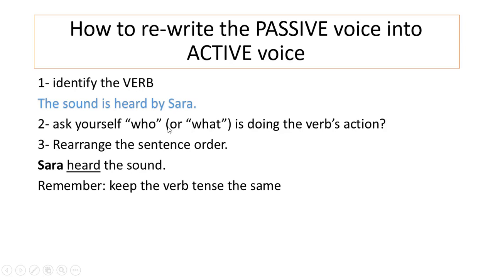Ask yourself, who or what is doing the verb action? يعني who is doing, who is hearing here? Yes, Sarah is hearing. So, Sarah, we rearrange the sentence. We put Sarah in the beginning. We put the verb, heard. What did she hear? The sound. Keep the verb tense the same. يعني إذا الverb present, we keep it present. Past, we keep it past. Past progressive, the same.